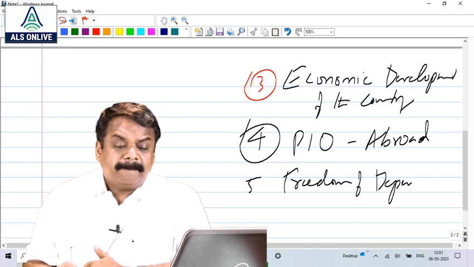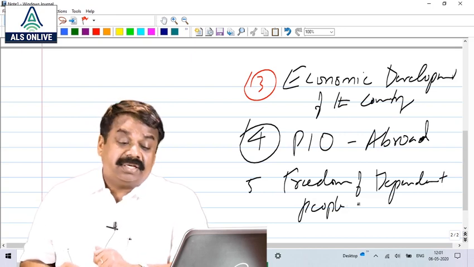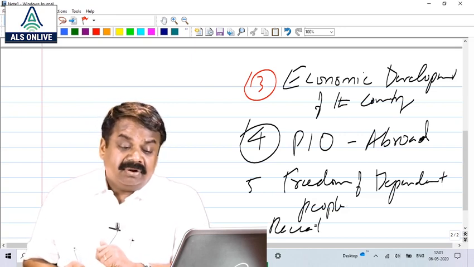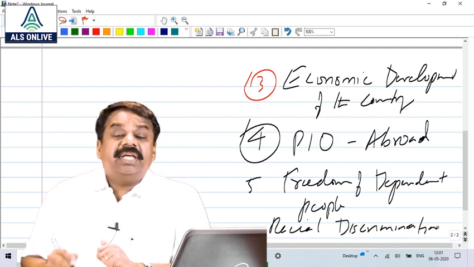and elimination of racial discrimination. See, in fact, we are talking about 1946. This broadcast to the nation was in 1946. Nehru talked about that. Even today, there may not be many dependent people because decolonization already happened in the 1950s and 60s across the world. But racial discrimination continues even today. At that time, racial discrimination was much more than what is there today. Today, the degree of racial discrimination may be less.